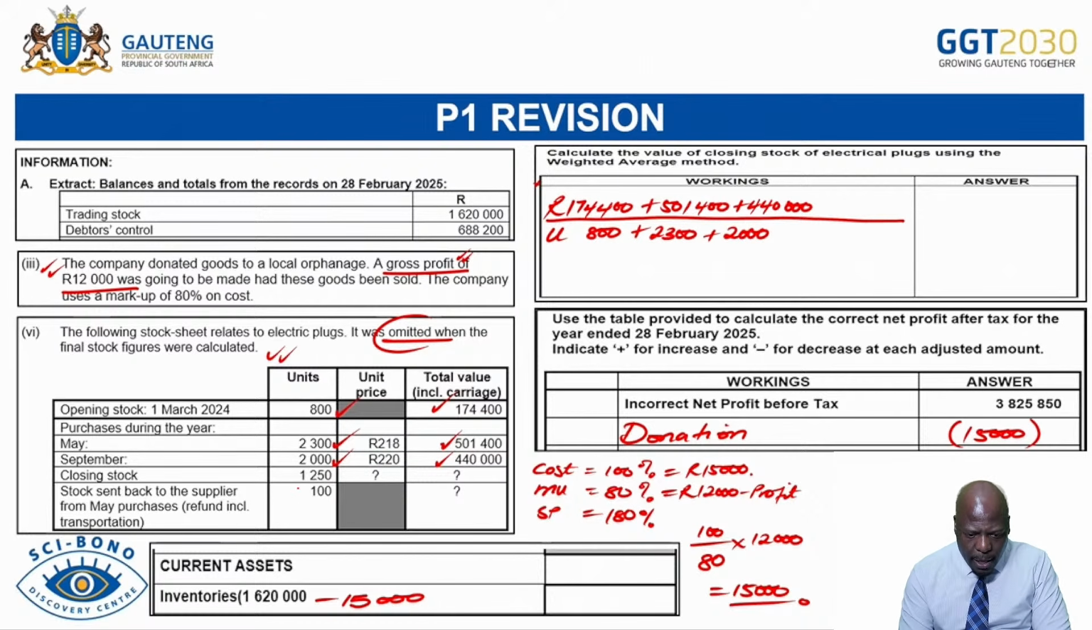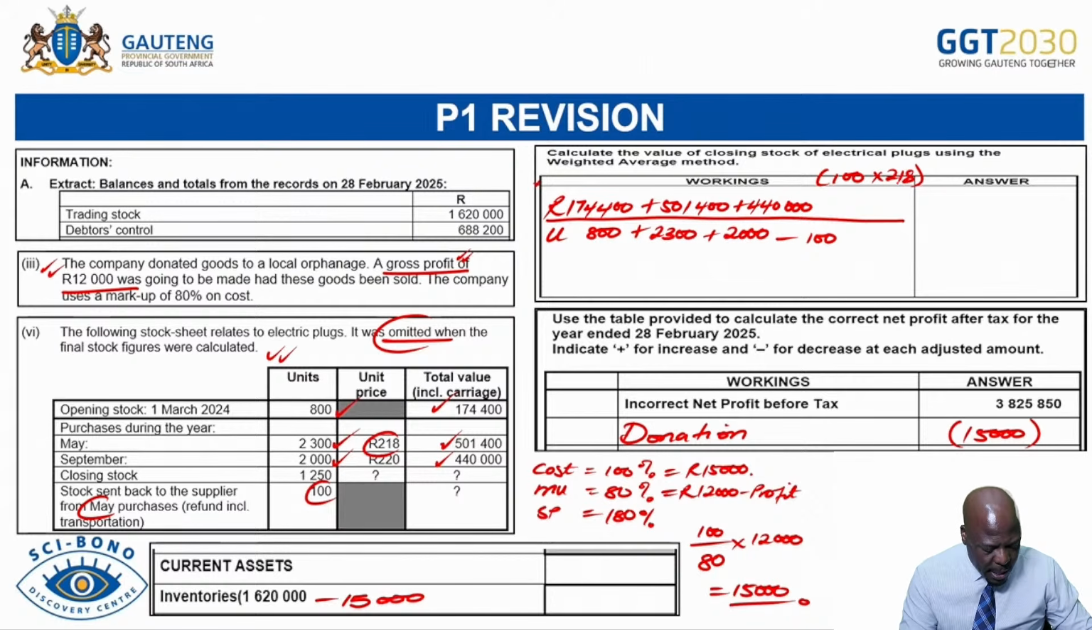And then goods sent back to the supplier. These are returns, minus 100 units. These were sent back to the supplier from May purchases. In May, the cost per unit is 218, so 100 times 218. If I do that, that's going to give me 21,800. Remember that was sent back, so that's 21,800.